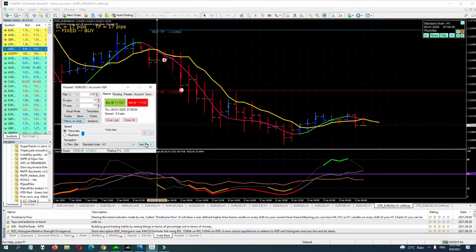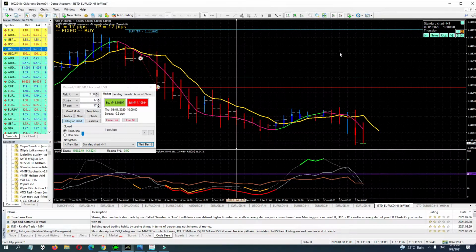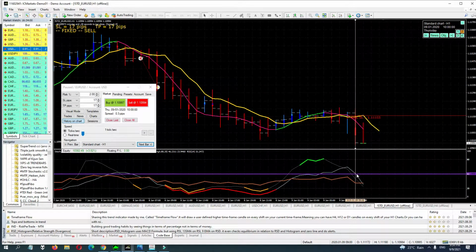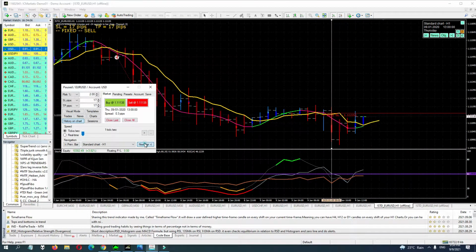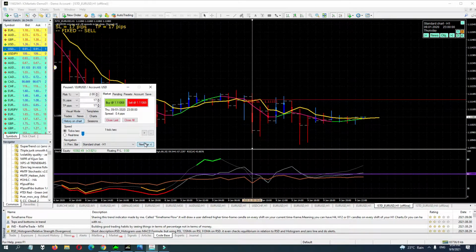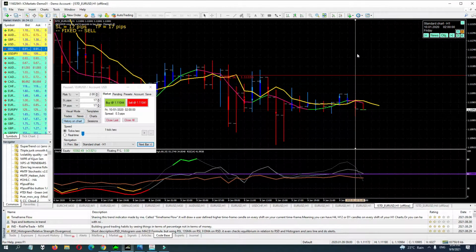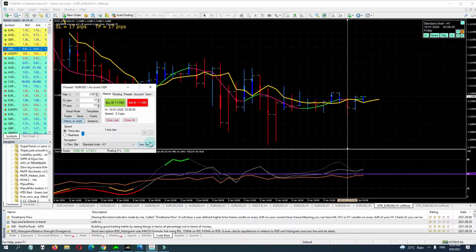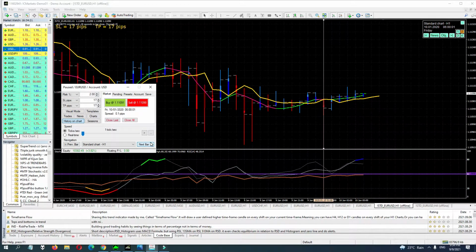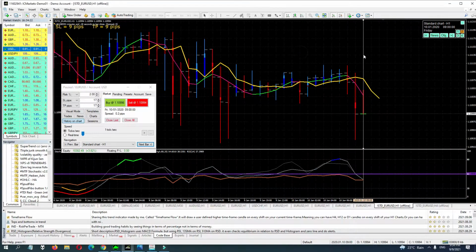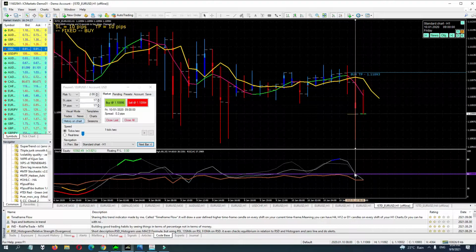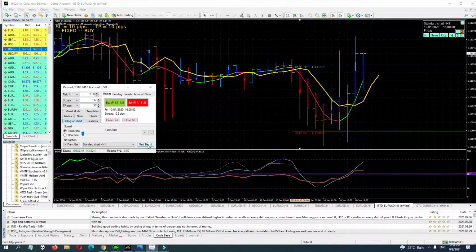Wait for another cross. Okay, so it crossed for the first time, but this line doesn't reach below 50. We need all of them. I think it hasn't crossed yet. I want a clean cross. Okay, so it's a clean one. This line doesn't reach below 50 yet, so I'm not going to take this. I want everything aligned for the first time.